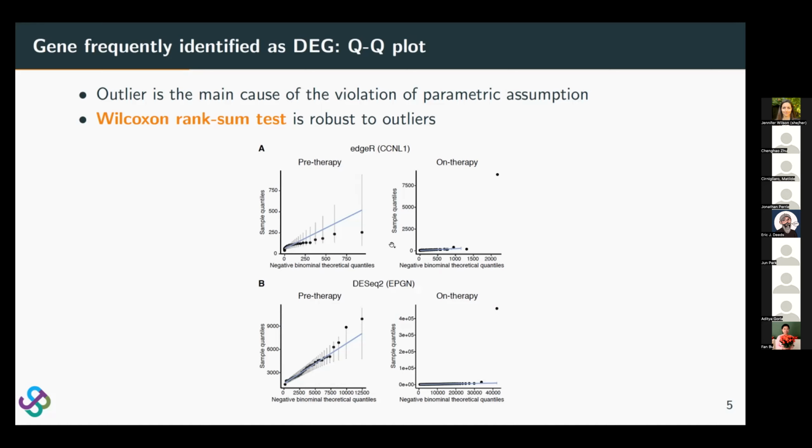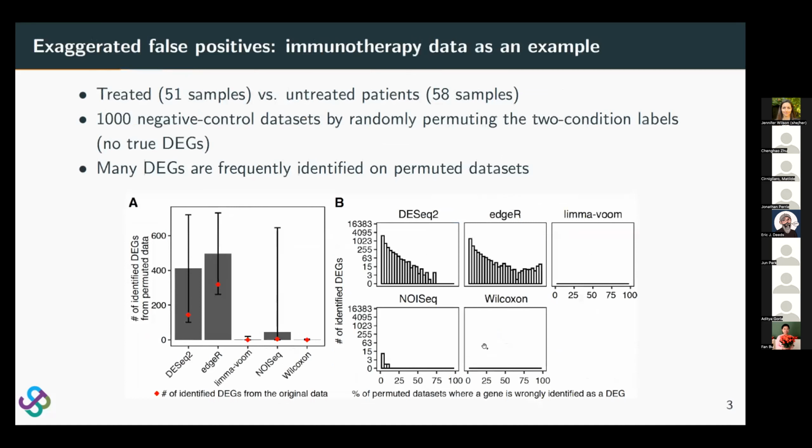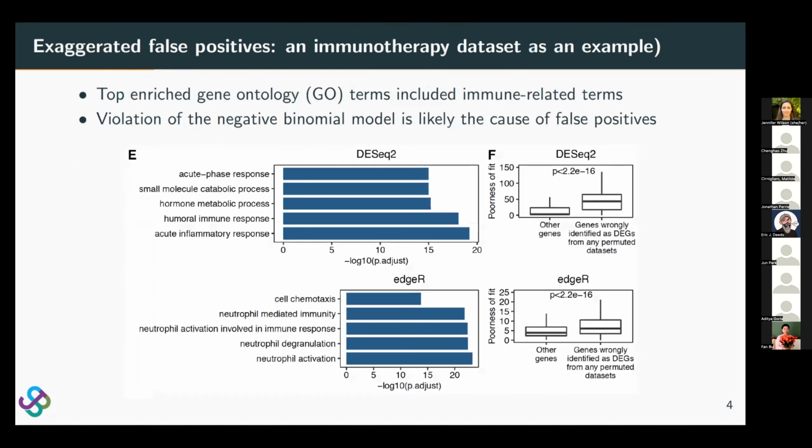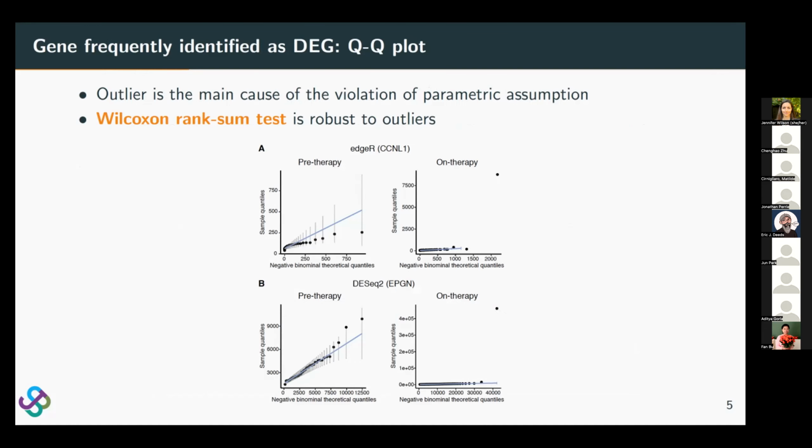However, there is the Wilcoxon rank sum test, which is a non-parametric test which focuses on the median instead of the mean of the measurements. This test is more robust to outliers. And if we go back to our previous results, we can see that the Wilcoxon test has no false positives on the permuted datasets. So it seems that we should use the Wilcoxon rank sum test, such non-parametric tests, in this large sample size DE identification task.